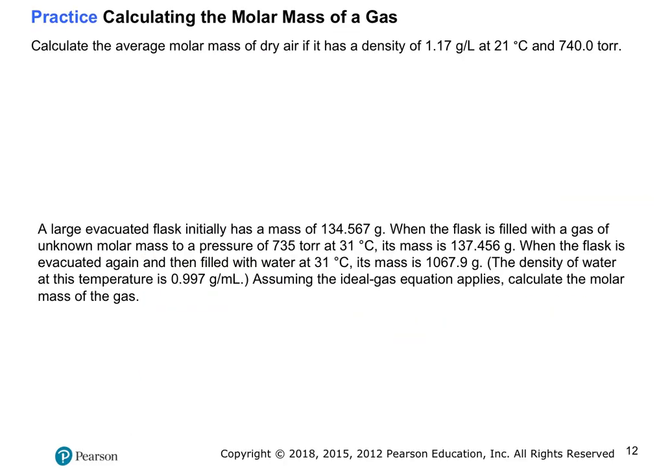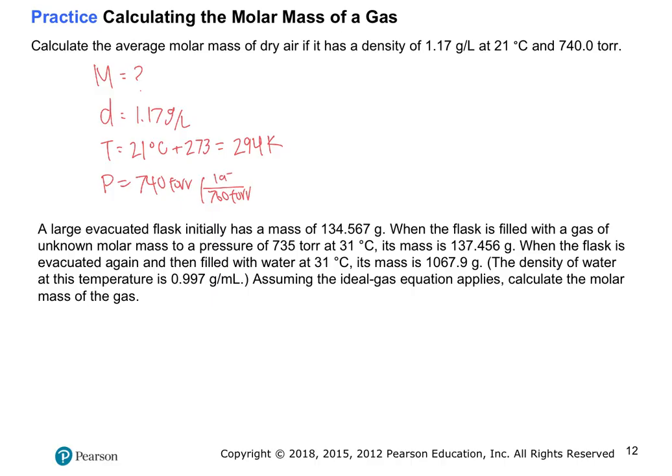Now we're going to practice calculating the molar mass of a gas. In this first problem, we want to find the molar mass of dry air. It has a density of 1.17 grams per liter, and the temperature is 21 degrees Celsius, and the pressure is 740 torr. So we have some unit conversion to do. We need to add 273 here to get 294 Kelvin. We need to divide by 760 torr per atmosphere, and that should give us a value of 0.9737 atmospheres.